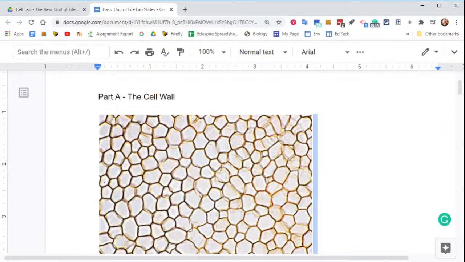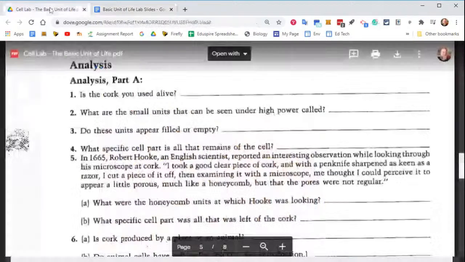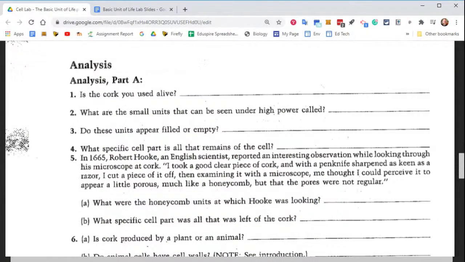And so now we jump over to the questions on the lab. So we go down to part A, because part A deals, oh, Rosa did write cells. Yeah, you were exactly right.